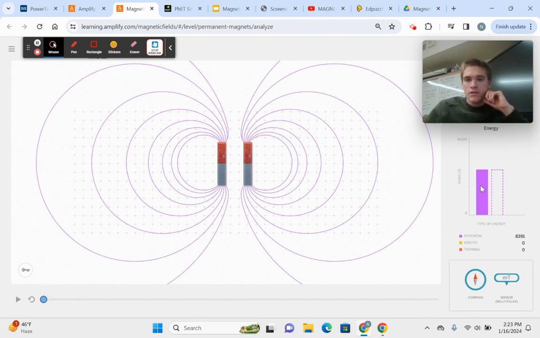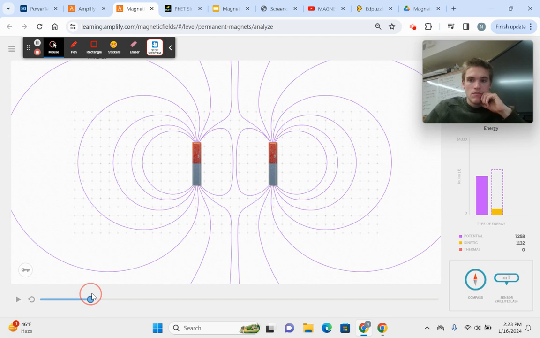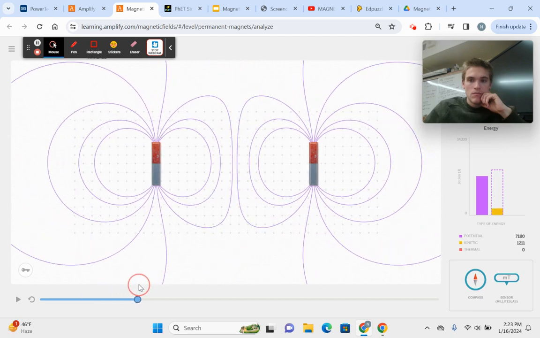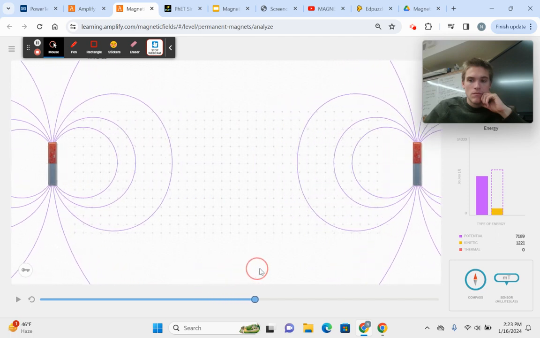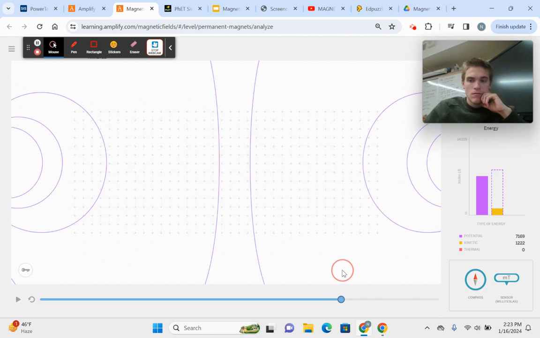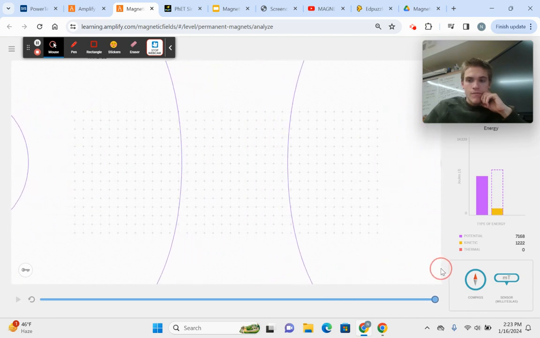So this is the potential energy. This is the kinetic energy. I want you to notice what happens. Okay, what did you notice happened to the potential energy? What did you notice happened to the kinetic energy? Very good. The potential energy decreased and the kinetic energy increased.